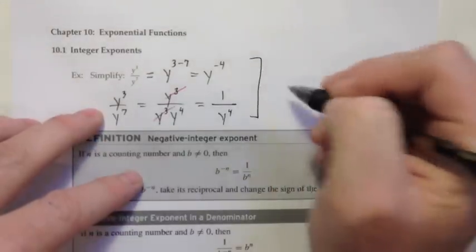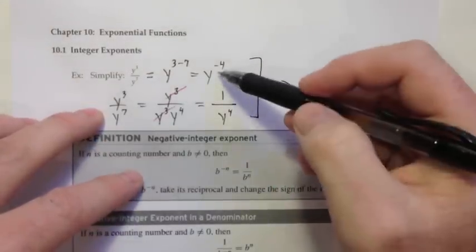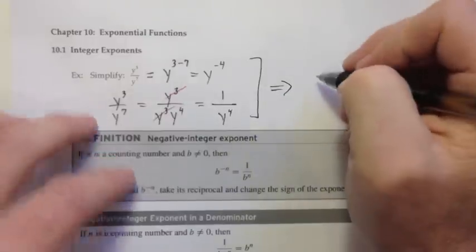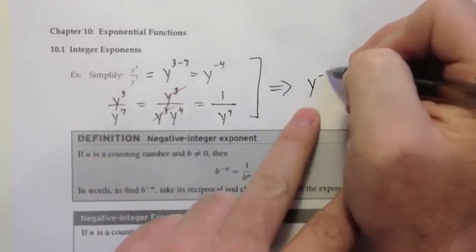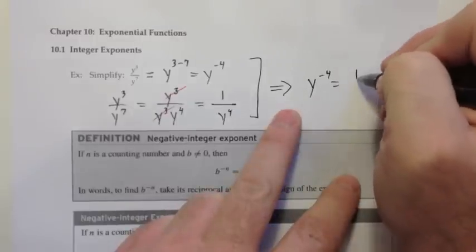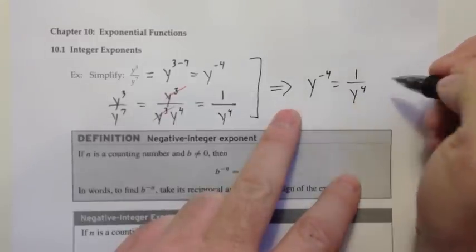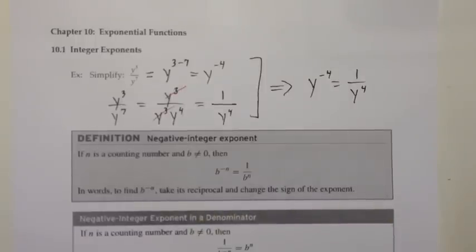If both of those methods are valid, then what that would imply is that both of these answers must be the same. So what does y to the negative fourth mean? Apparently it means the same thing as 1 over y to the fourth. So that's going to be our rule. Let's look at that as a definition.